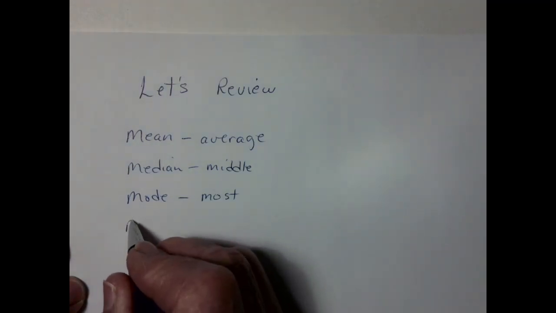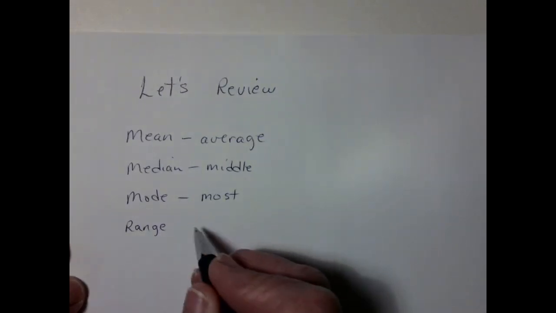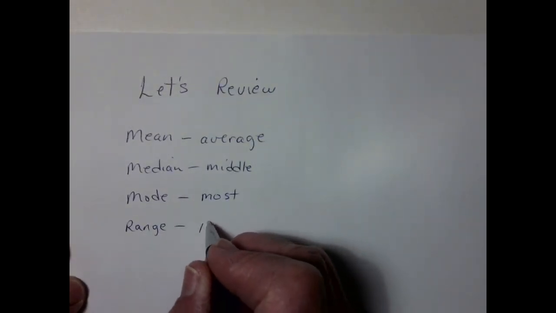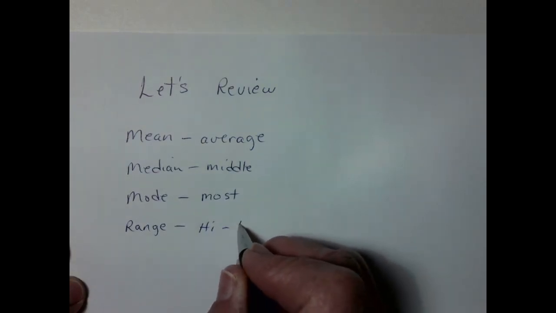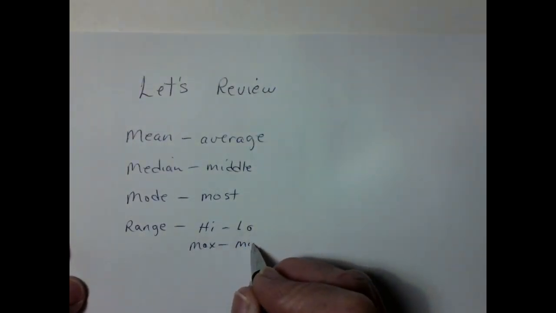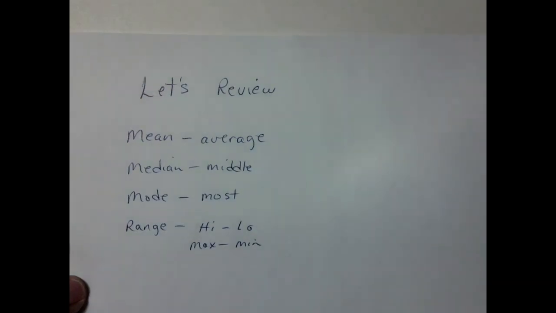And then we have what's called the range. And the range is just the distance from the high to the low. So it's just the high number minus the low number, or it's the maximum minus the minimum. And you need to learn those 2 words also.